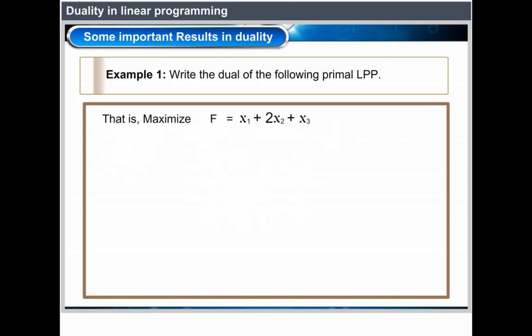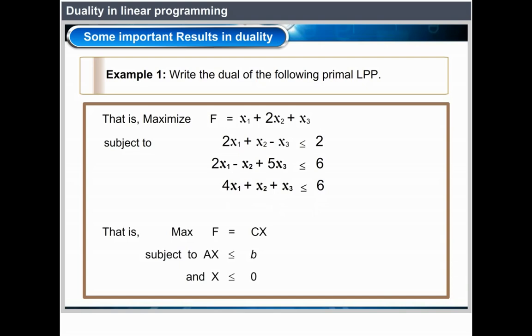That is, maximize f equals x1 plus 2x2 plus x3 subject to 2x1 plus x2 minus x3 less than or equal to 2, 2x1 minus x2 plus 5x3 less than or equal to 6, 4x1 plus x2 plus x3 less than or equal to 6, and x1, x2, x3 greater than or equal to 0.